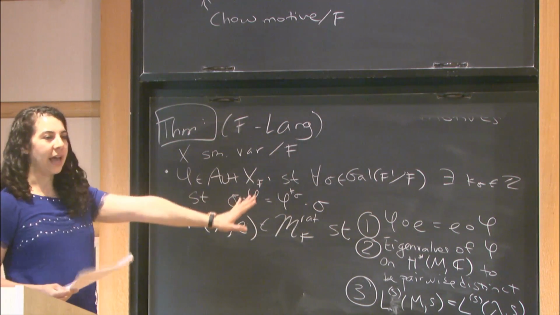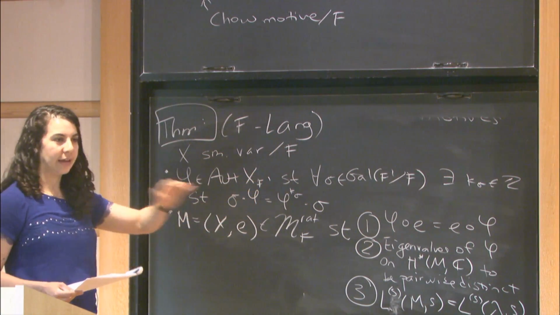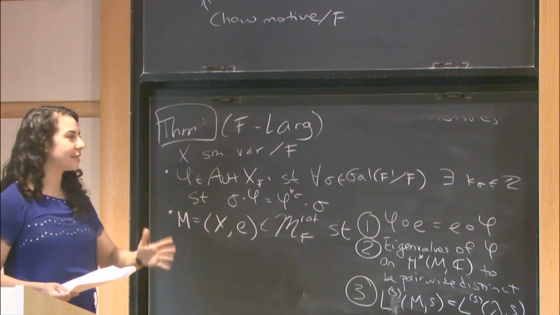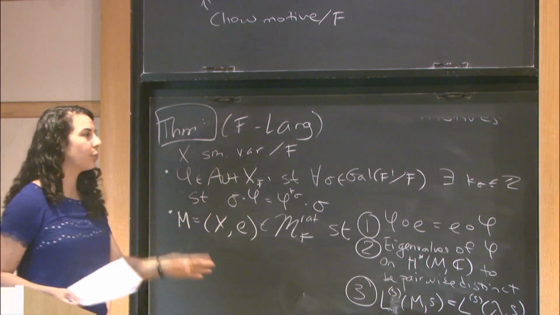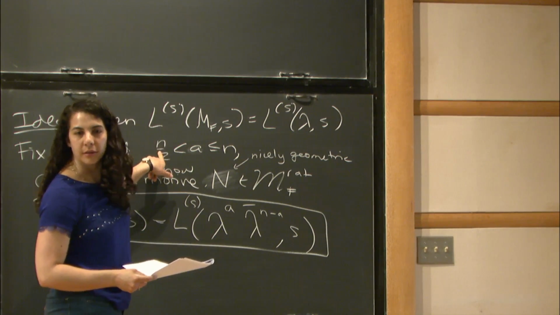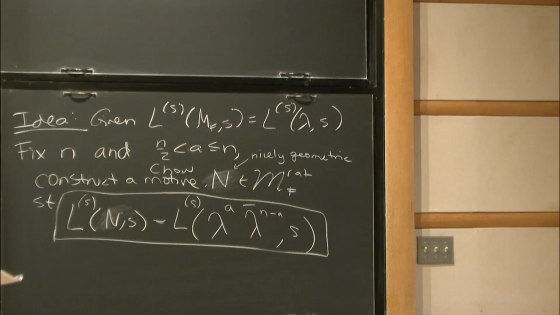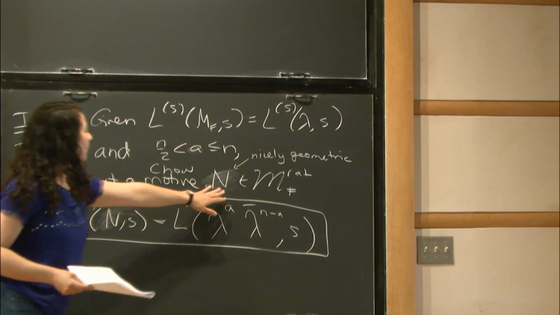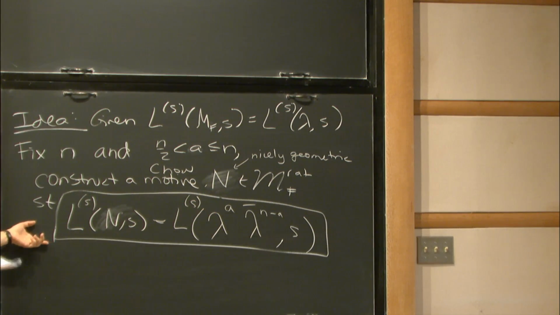I can choose any n that I want. I can choose any a that are between n over 2 and n, right? So really with this choice of a, the only thing I need to rule out is I don't want a to equal exactly n over 2. But otherwise, I can choose any a that I want, and then I can produce for you a motive M realizing exactly this equality, right?